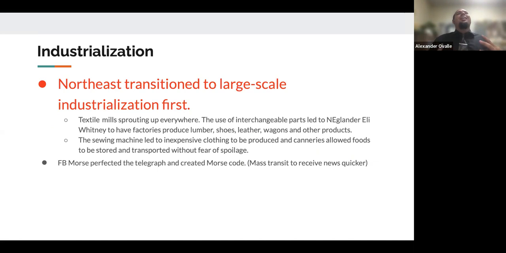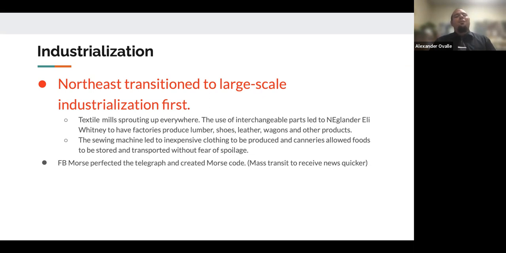Industrialization. Again, knowing the differences between the North and the South. The North was heavily industrialized, and obviously they're the first to take it. The Northeast is where all the manufacturing, trade, and business is done. Textile mills are sprouting up everywhere. The use of interchangeable parts was led by New Englander Eli Whitney, who's going to become a little more famous, to have factories produce lumber, shoes, leather, wagons, and other products, using these interchangeable parts of the machine. The sewing machine would lead to inexpensive clothing being produced, and canneries allowed foods to be stored and transported without fear of spoilage. Next time you open a can of Chef Boyardee, check the expiration date.